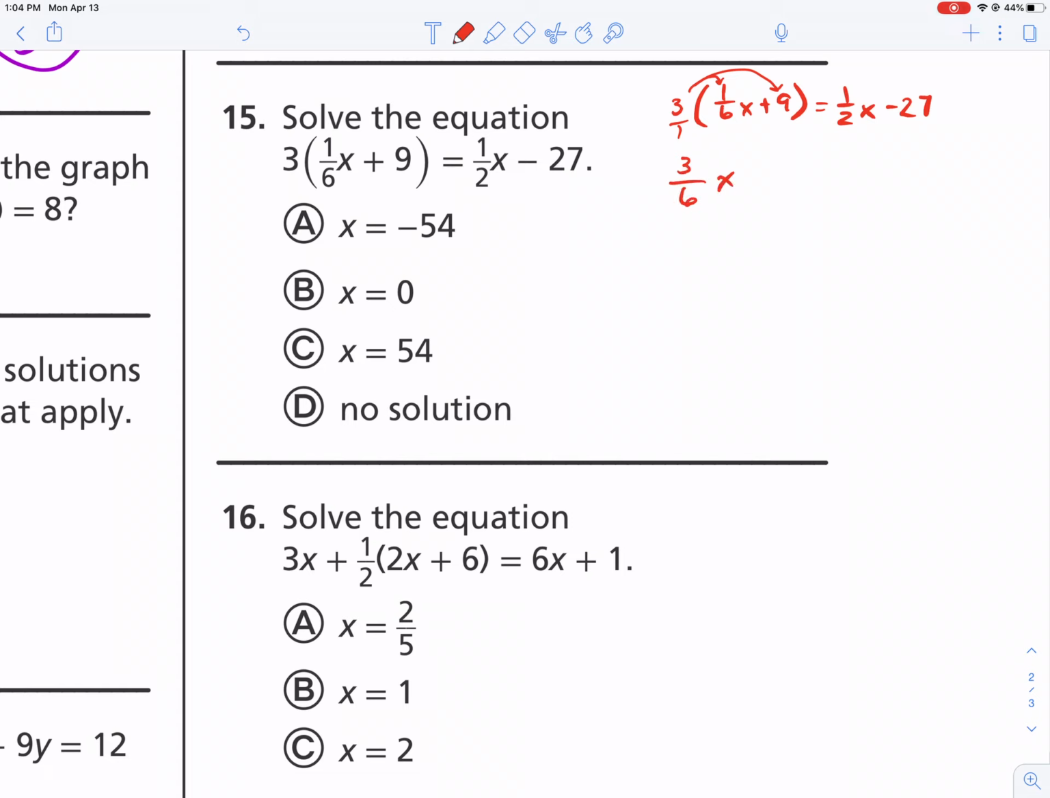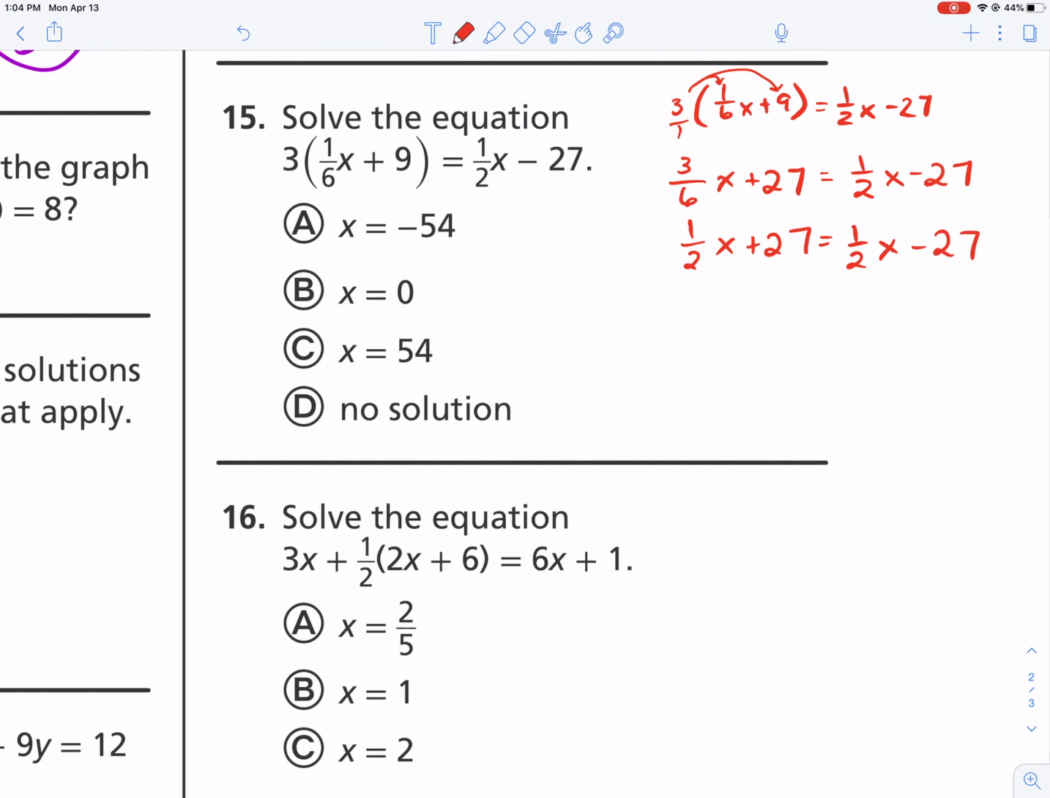Still have an x. 3 times 9 is going to give us 27. And then we're going to end up with 1/2 x minus 27. So if we look at them, we're like, oh, they're almost the same. Well, I can reduce this 3 over 6 to 1 over 2x plus 27 equals 1 over 2x minus 27.